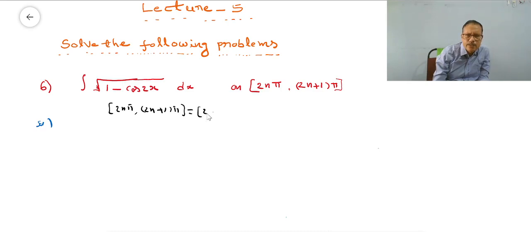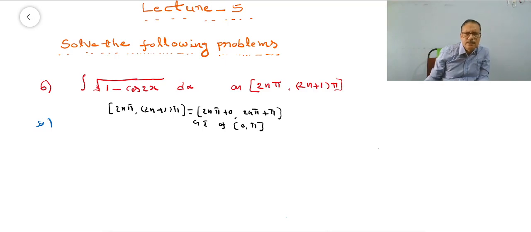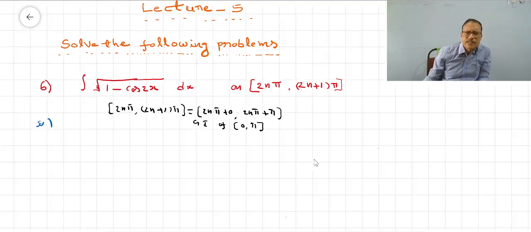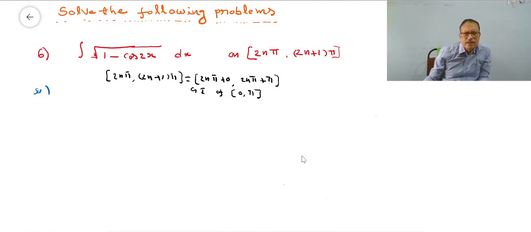So this is 2n pi plus 0, and 2n pi plus pi. That means it is the general interval of 0 comma pi closed interval. That means x lies in the first and second quadrants. This is of the form 1 minus cos 2a. So 1 minus cos 2a is equal to 2 sin square a.